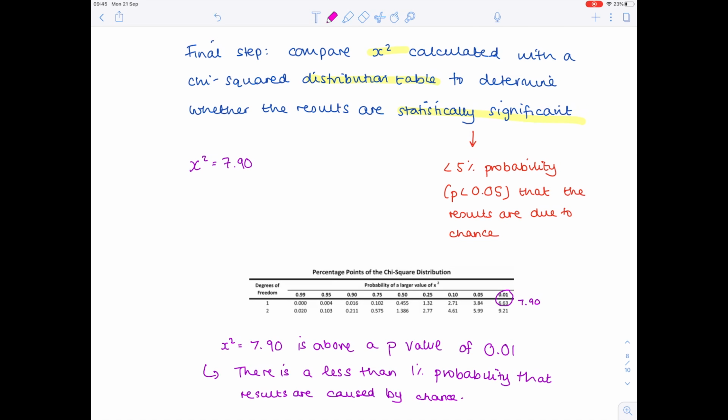So the chi-squared 7.90 value is above a p-value of 0.01. I've circled that in the table. Therefore, there is a less than 1% probability that the results are caused by chance. So after all of this messing around with numbers, we can say that our results are statistically significant.